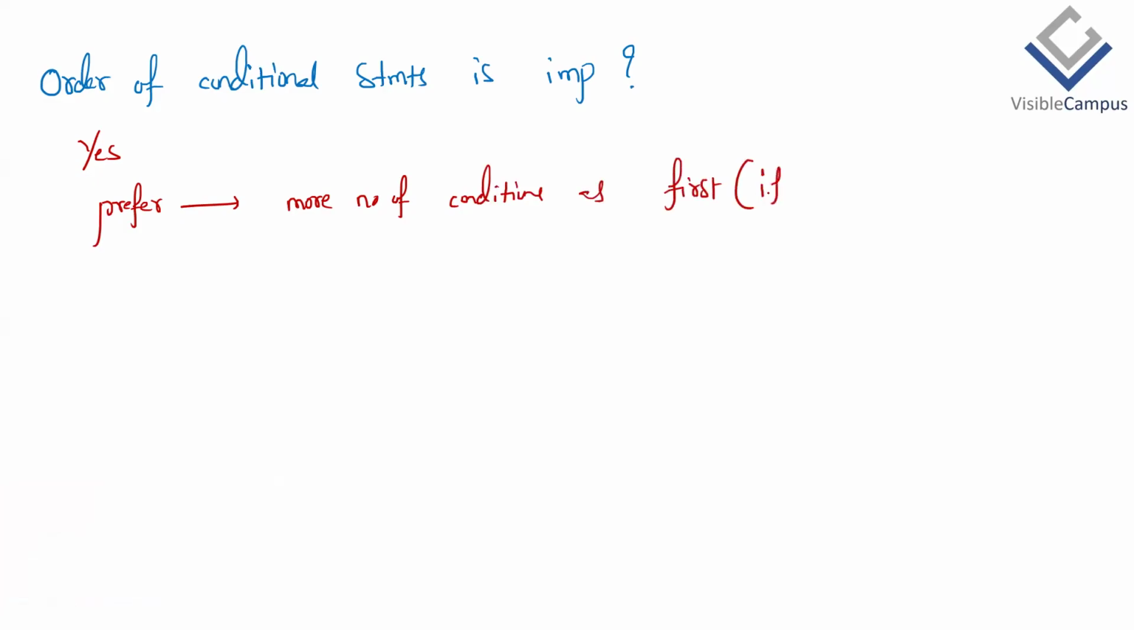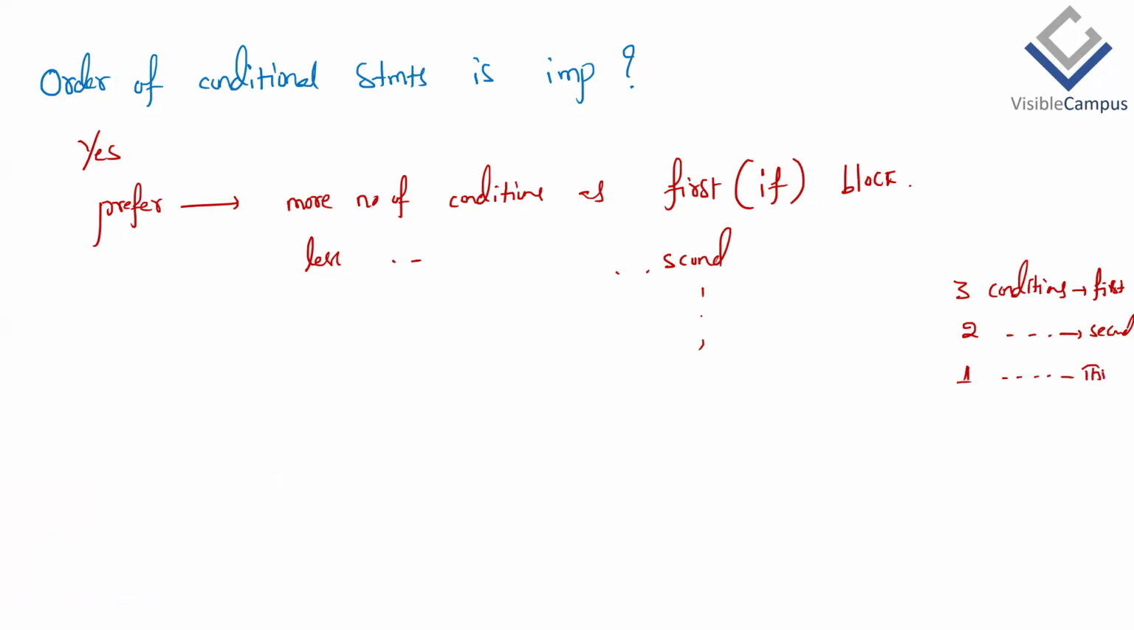The first block will mostly be an if block only. Then it is followed by less number of conditions as the second block, third block and so on. For example, if 3 conditions are to be checked, we write that as the first block. Then 2 conditions as the alternate, second block. Then if there is one condition, go for the third block. And if 0 conditions, like the else block, then go for the last block. This is how we have to give the prioritization.